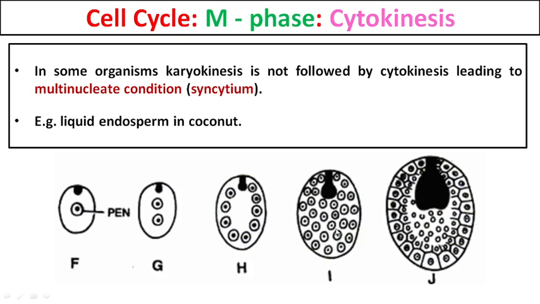Inside a coconut, there will be karyokinesis, which is division of the nucleus first. So you have a lot of nuclei in the cytoplasm. The coconut water that you drink is nothing but the cytoplasm of the cells, and there will be a lot of nuclei floating in that cytoplasm.